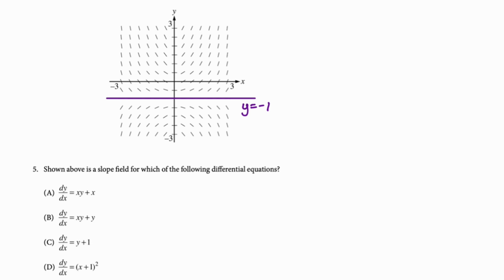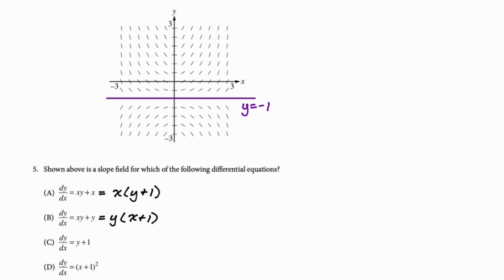I'm going to have to factor a little to make sense of this. So let's do that. So this one, you can take an x out, and we get x quantity y plus 1. Take a y out, get y quantity x plus 1. Okay, so if y is equal to negative 1, we need the slope to always be 0. If you look at what we have for A, if y is negative 1, you definitely get 0 no matter what x is. B, if y is equal to negative 1, you got to do something there.